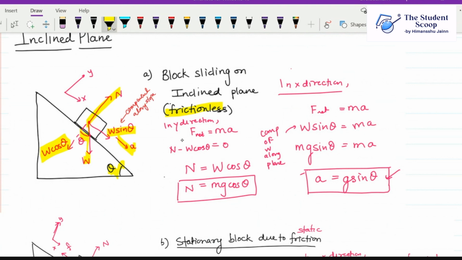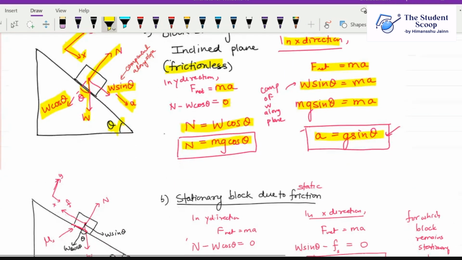I can choose my Y direction and X direction as per the direction of the motion. In the Y direction, the net force has to be 0 because there is no acceleration. Perpendicular to the plane, both forces are balanced, the normal force and W cos theta. So I can write normal force equal to mg cos theta. Similarly, in the X direction, where the object is moving with some acceleration, the only force acting is W sin theta. So mg sin theta is equal to ma, and m gets cancelled to give acceleration equal to g sin theta.